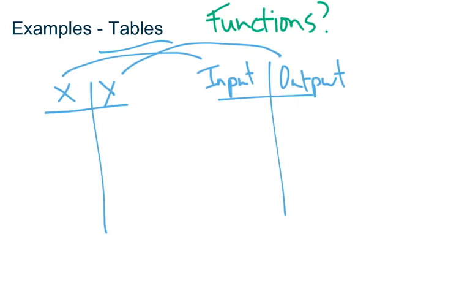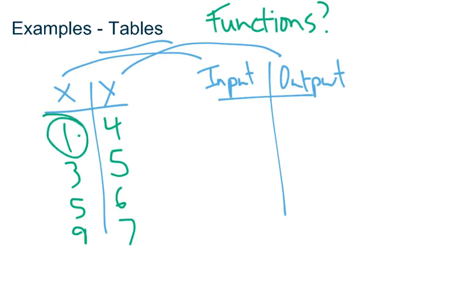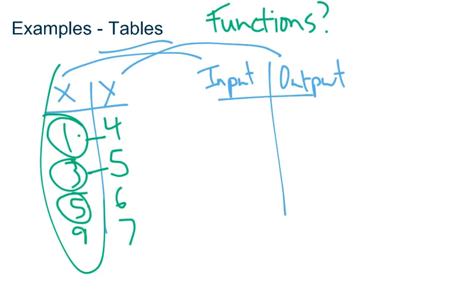So we have to look at the values. If we have 1, 3, 5, and 9, and 4, 5, 6, and 7, this works because the 1 is only showing up once and it's going to the 4. The 3 only shows up once and it's going to the 5. The 5 is only showing up once in the x column, which is fine, going to the 6. 9 goes to 7. So, yes.